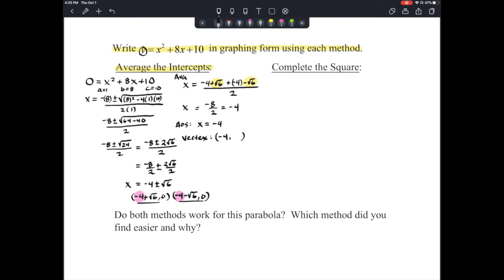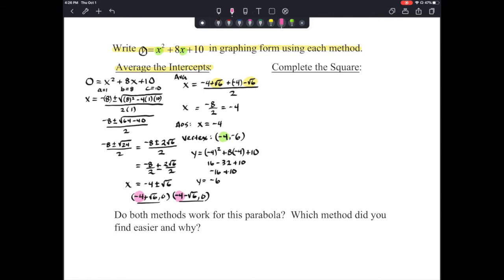And now remember, we're going to take this -4 and plug it in for x in our equation. So y is going to equal (-4) squared plus 8 times (-4) plus 10. That's going to give us 16 minus 32 plus 10, which is -16 plus 10, or -6. So the vertex is at the point (-4, -6).